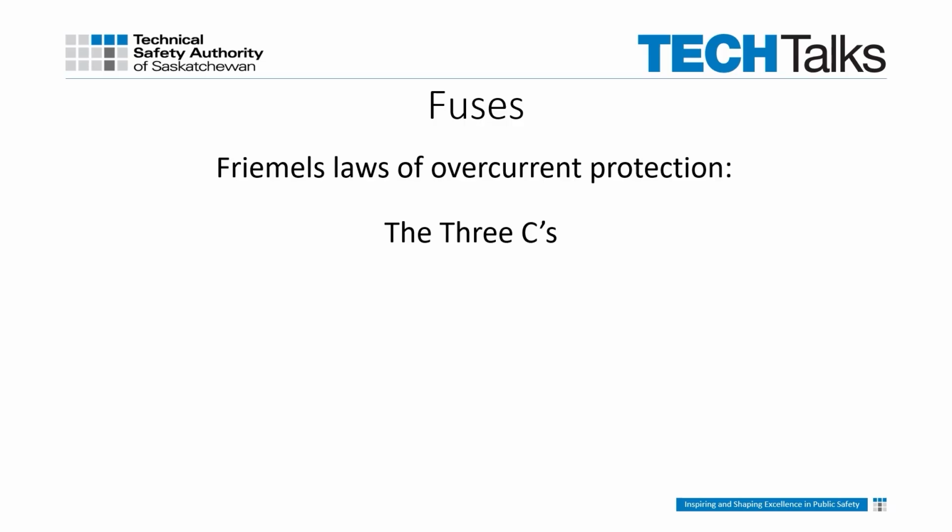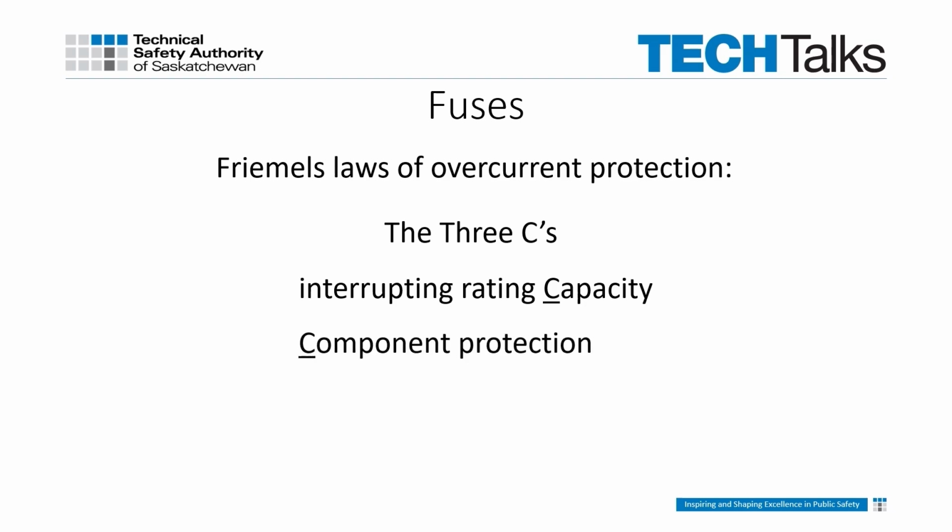The 3 laws are: interrupt rating capacity. OCPDs shall be applied with an interrupting rating equal to or greater than the maximum available fault current. Component protection. OCPDs shall be selected and installed to clear a fault without extensive damage to electrical equipment and components. And selective coordination. A properly engineered and installed electrical system will restrict outages to only the nearest upstream OCPD for the full range of overcurrents and associated opening times, leaving the remainder of the system undisturbed and preserving service continuity.